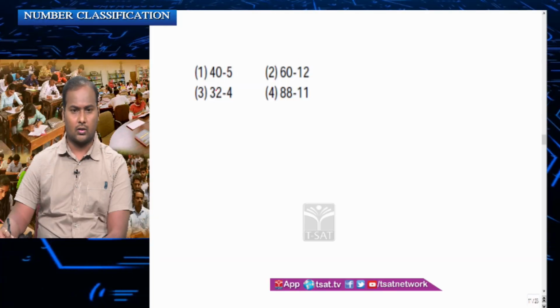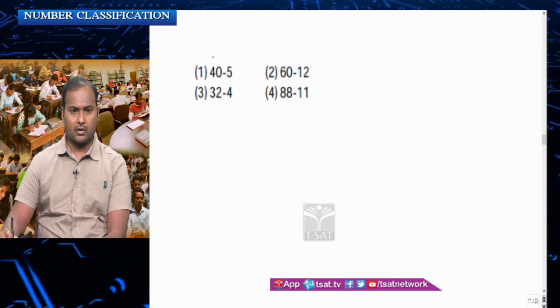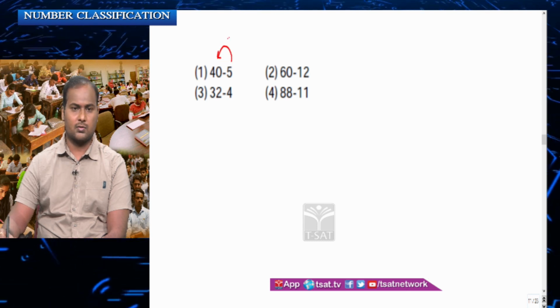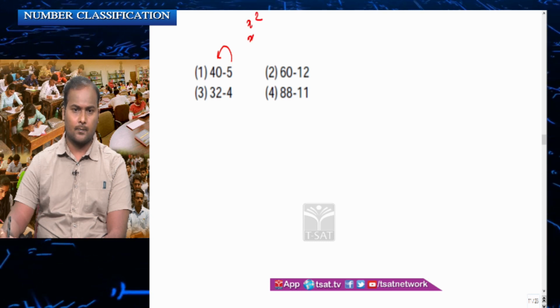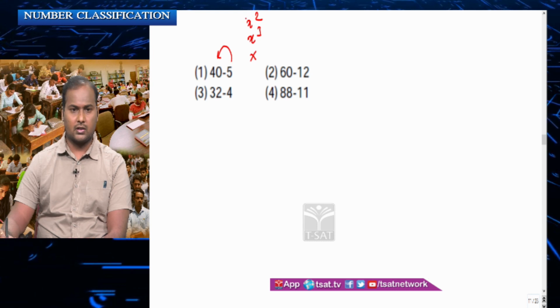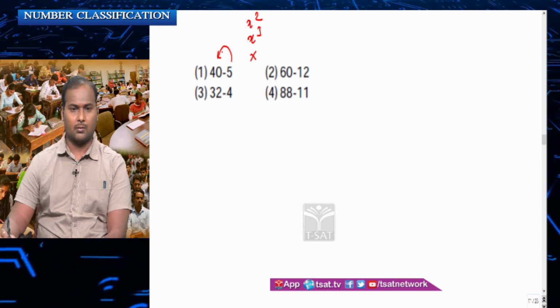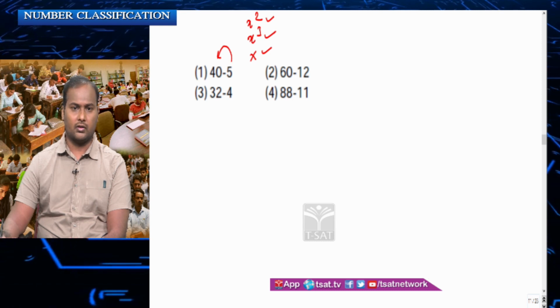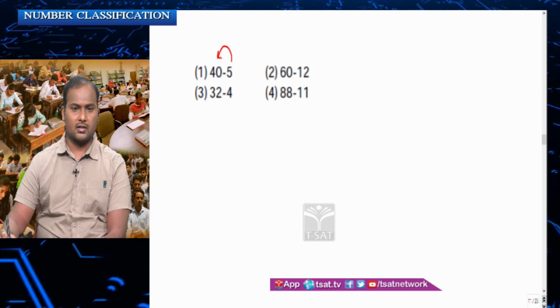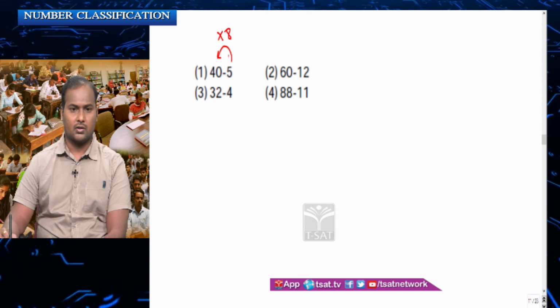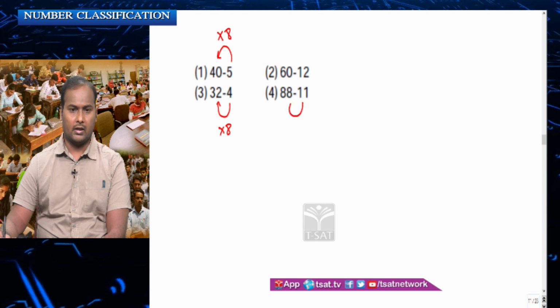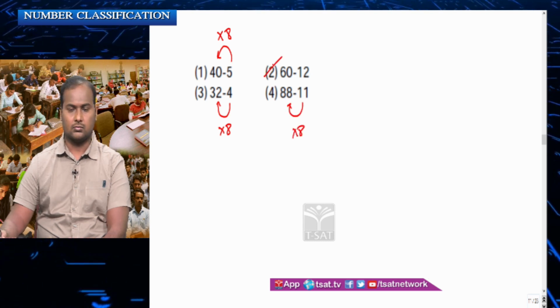See the next question. In this case: 540, 1260, 432, 1188. The moment I see this, 5 is a small number and 40 is a big number. If I want to move from a small number to a big number, the possible ways are either square, cube, or multiplication. So these three you have to remember. The moment you see a number going from small to big, in the exam you analyze whether it may be a square, a cube, or multiplication. Try to check with these three, and you may get the answer. But in this case, directly I know that 540 is 8 times, so 5 times 8 is 40, 4 times 8 is 32, 11 times 8 is 88. So obviously your answer is 2.